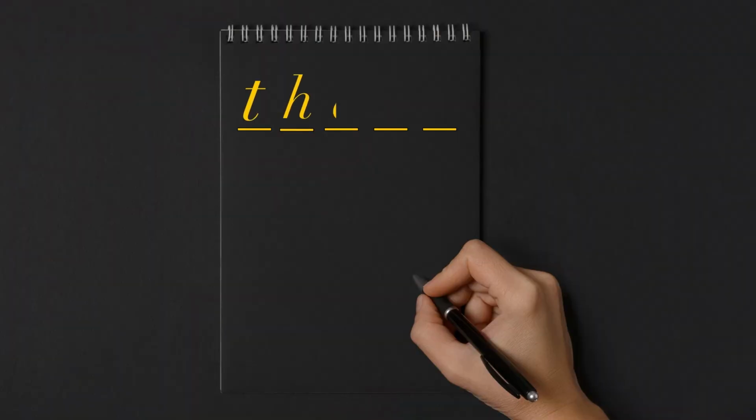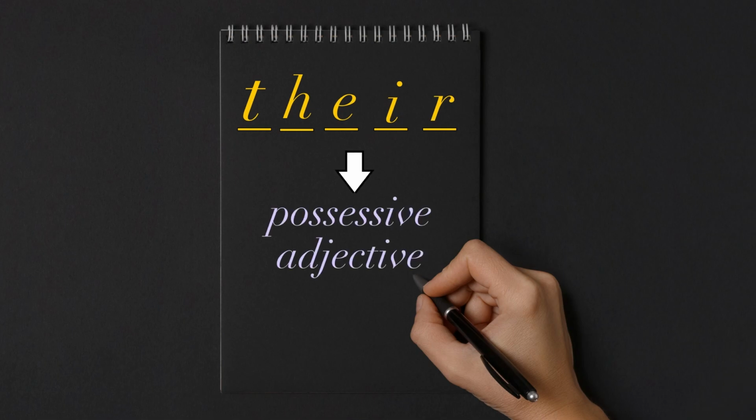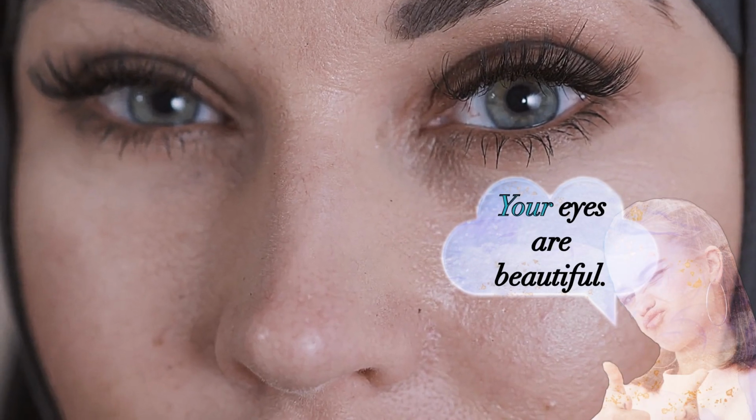Next, we have there, which is spelled their. There is the third person possessive adjective. Remember your from the last video? Yep, it's just like that, except the perspective is different.